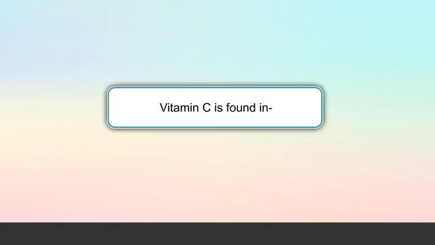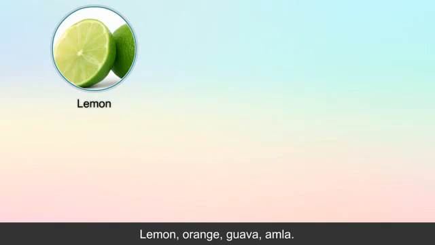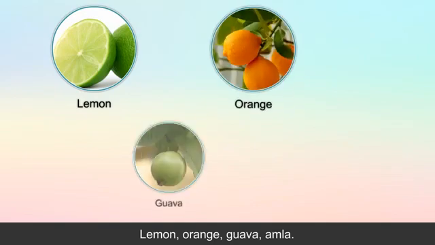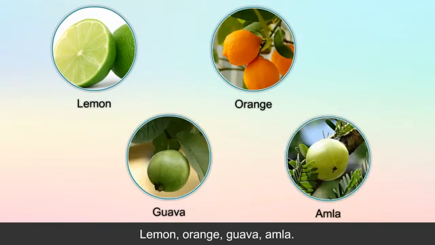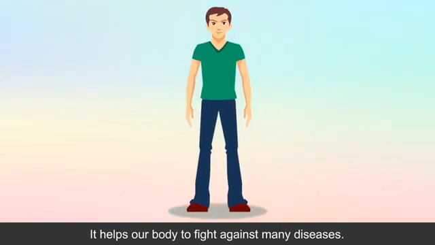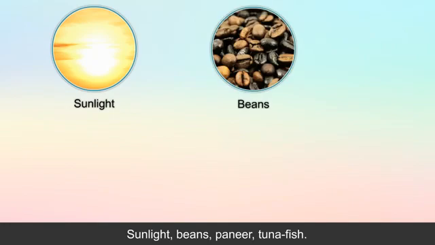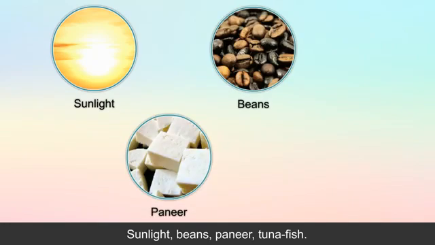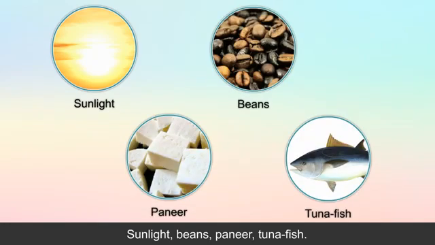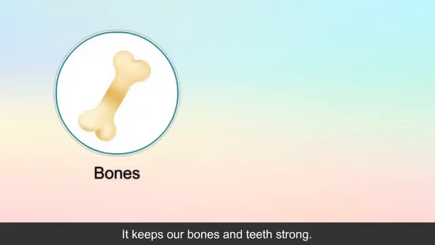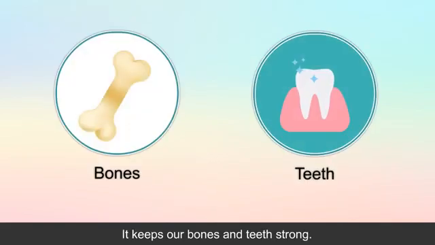Vitamin C is found in lemon, orange, guava, amla. It helps our body to fight against many diseases. Vitamin D is found in sunlight, beans, paneer, tuna fish. It keeps our bones and teeth strong.